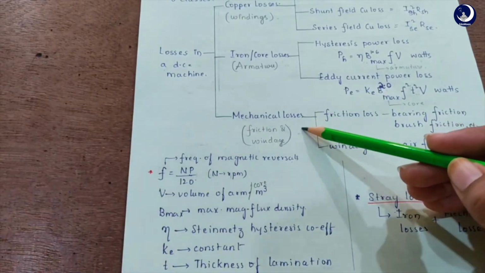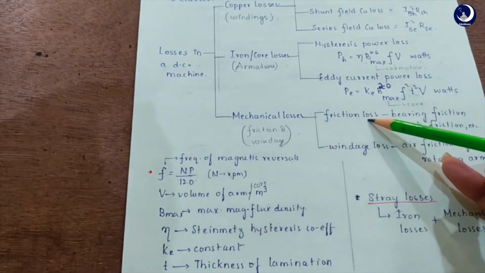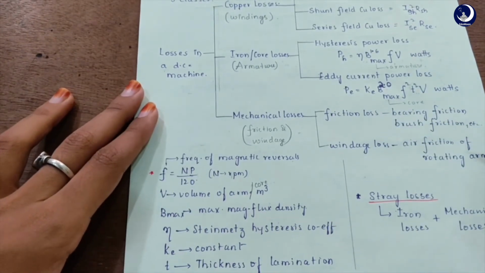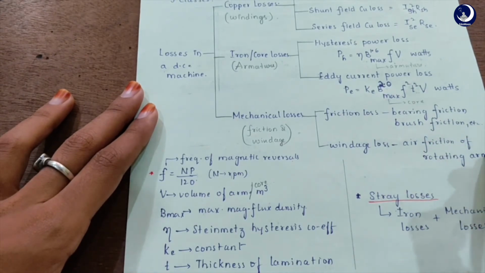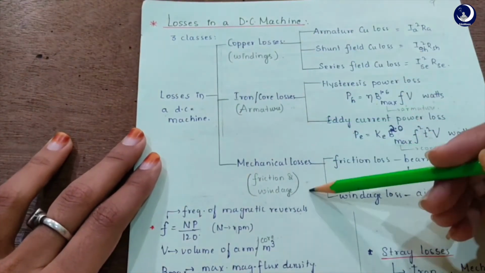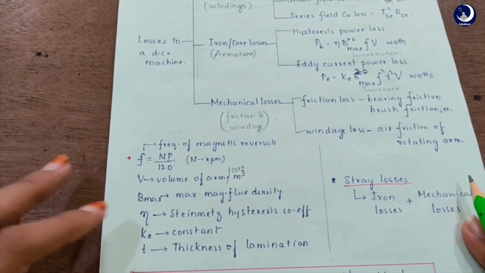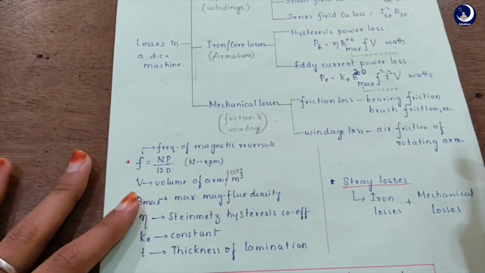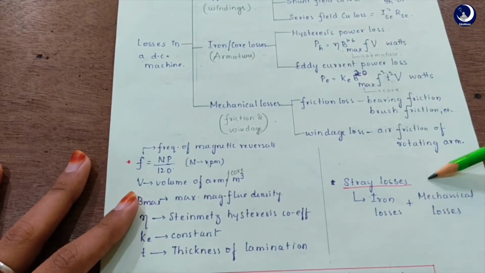Coming to mechanical losses. These are due to friction and windage. Friction losses are the bearing friction or the brush friction, etc. Windage loss is the air friction of the rotating armature. These three combined give the losses in a DC machine. We call the iron losses and mechanical losses combined as stray losses.